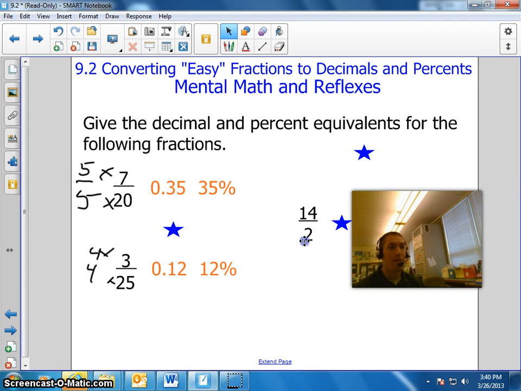Okay, right here, this one's interesting because we have an improper fraction. The number on the top is bigger than the number on the bottom. So remember how I talked about pizza? If a pizza is cut into 2 slices and you eat 2 of it, you ate the whole thing. Well, if you ate 14 slices, that would be 7 full pizzas, because 7 times 2 would give you 14, and that's the same as 700%. 1 would be worth 100%, 2 would be worth 200%, 7 is worth 700%.